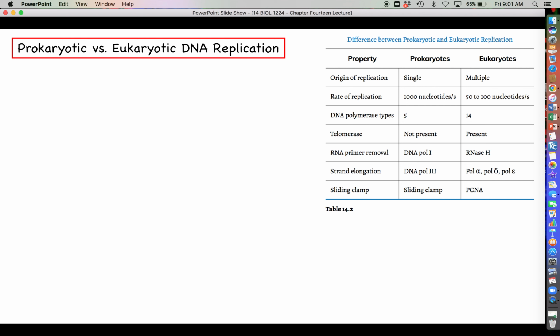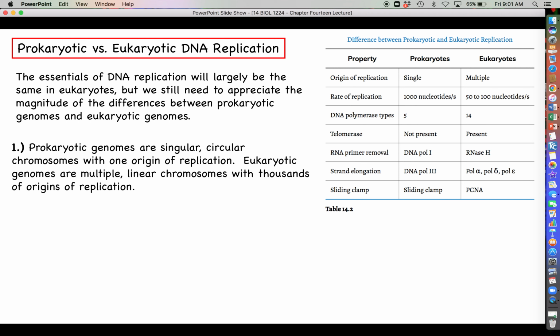Okay, so let's bring up a couple of differences between prokaryotic and eukaryotic DNA replication. Like I said, these two processes are pretty similar, but there are a couple of differences that we do want to take note of. So first, we want to take note of the fact that, like we said, prokaryotic genomes tend to just be one singular circular chromosome that has one origin of replication. Eukaryotic genomes consist of multiple linear chromosomes, like we talked about before, and each chromosome tends to have quite a few origins of replication, so hundreds to thousands of them.